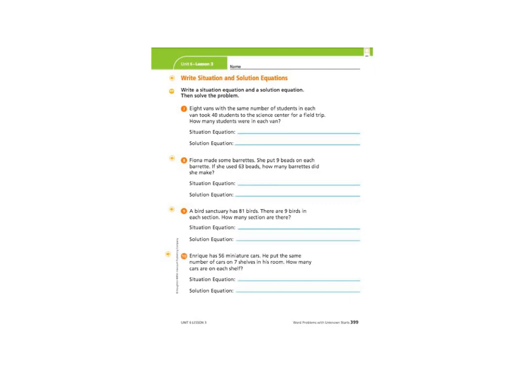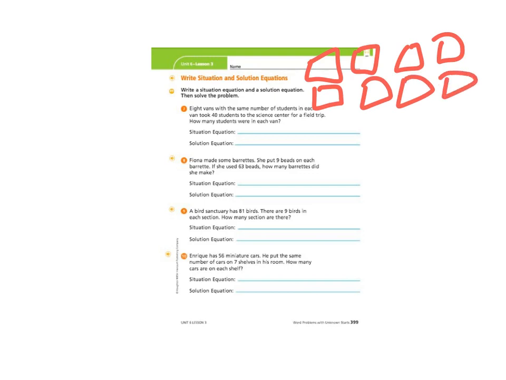So these are all good problems. We have to write the situation, and then we have to solve the problem. Or the situation equation. So 8 vans with the same number of students in each van took a field trip. So if I were drawing this out, I would draw my 8 vans. That's what we do know. What we don't know is how many students are in there.